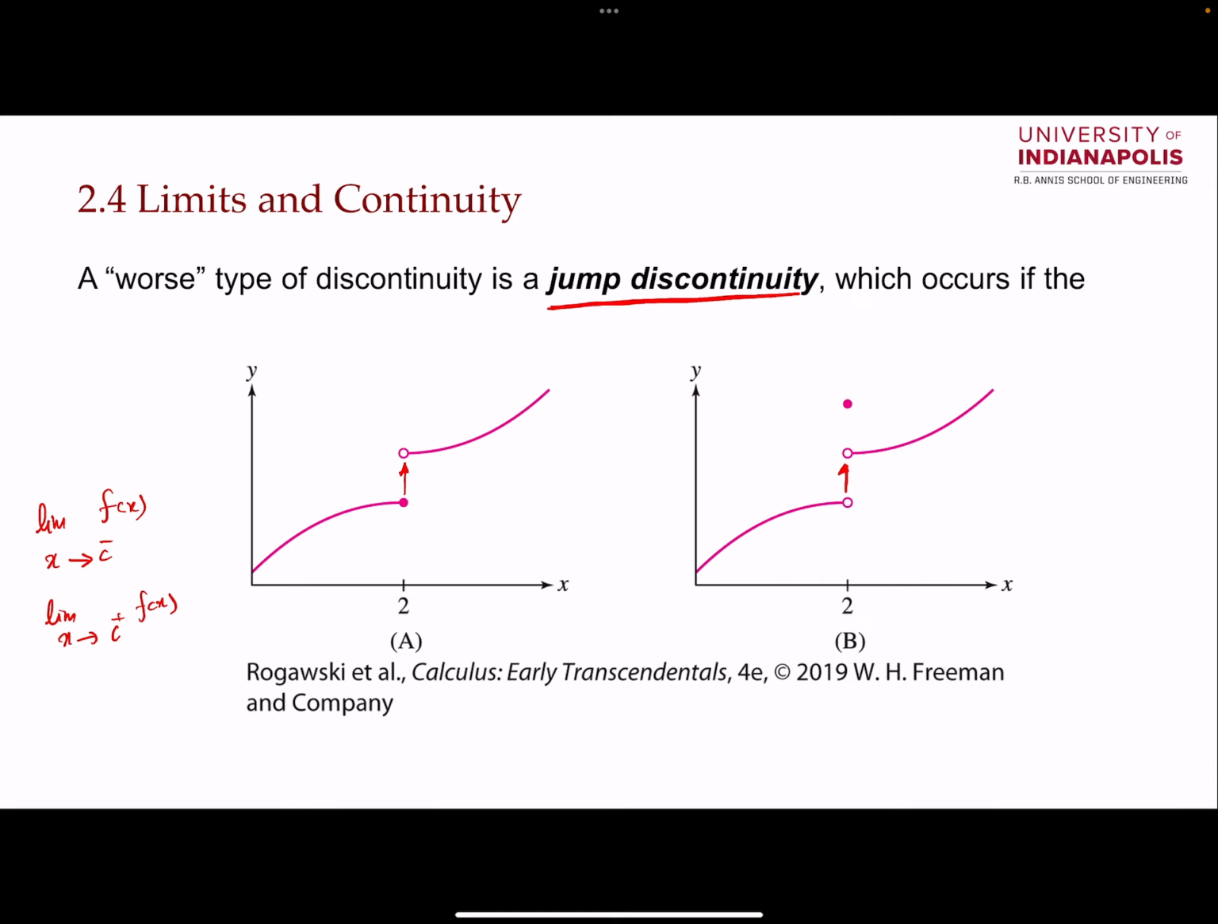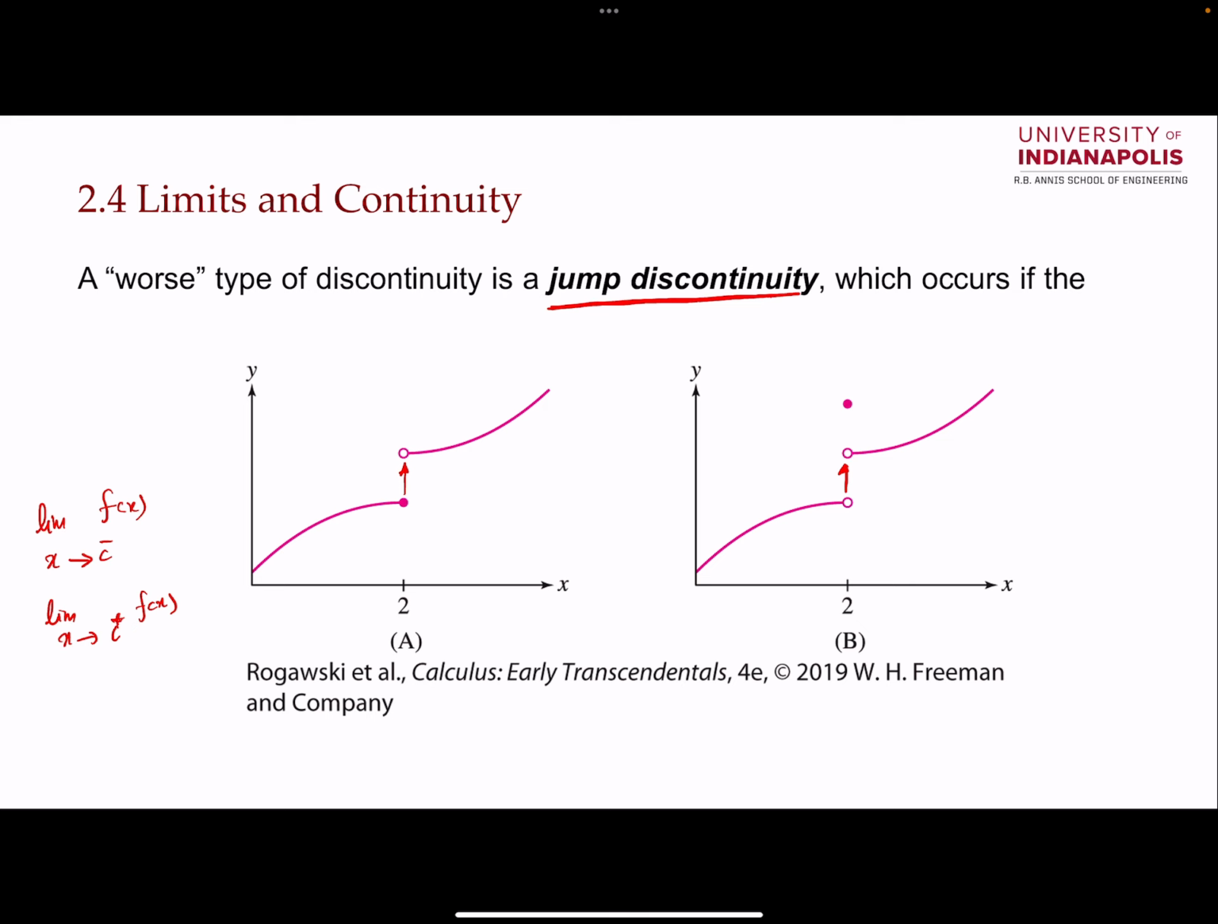So the one-sided limit does exist, and the one-sided limit in all these cases exists. But the limit is not equal to the function value. But we also cannot remove the discontinuity by just defining the function value.